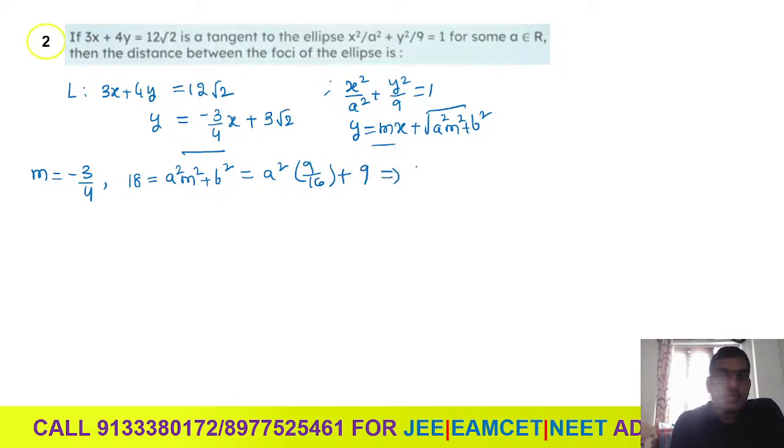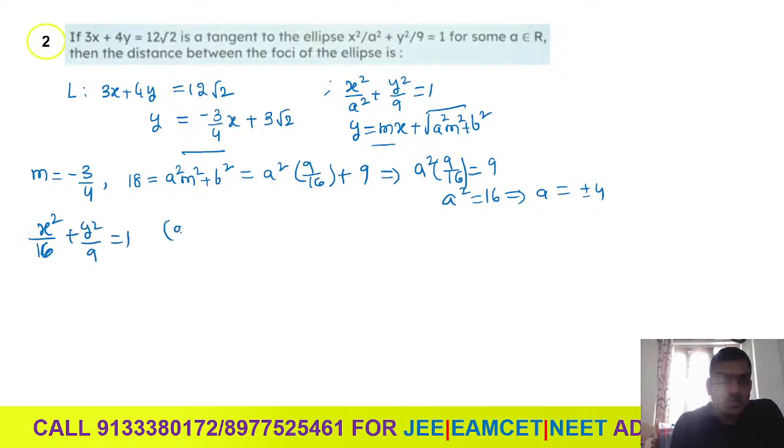From this we can get a square times 9 over 16 equals 9, then a square equals 16, then a equals plus or minus 4. Okay, then what is the ellipse here? x square over 16 plus y square over 9 equals 1. Here a is greater than b. So what is it?